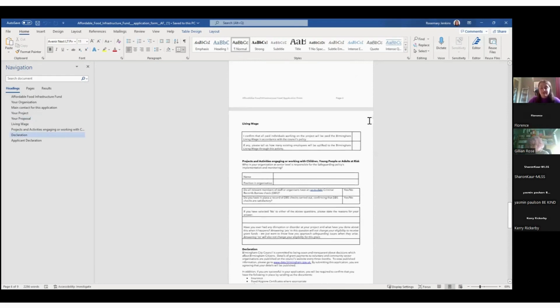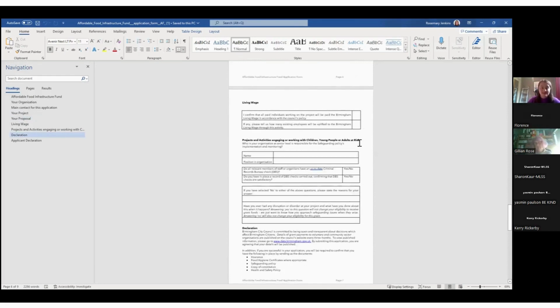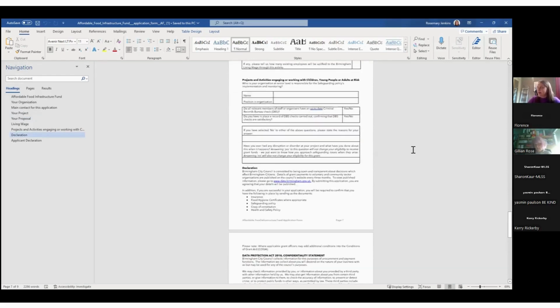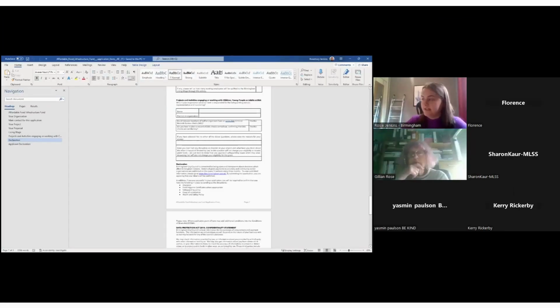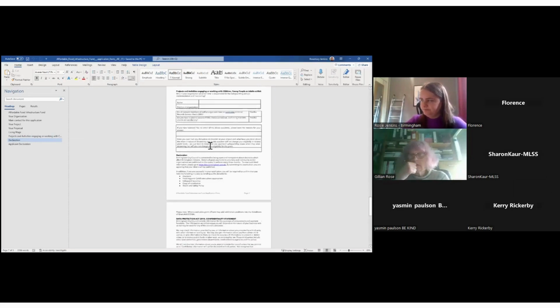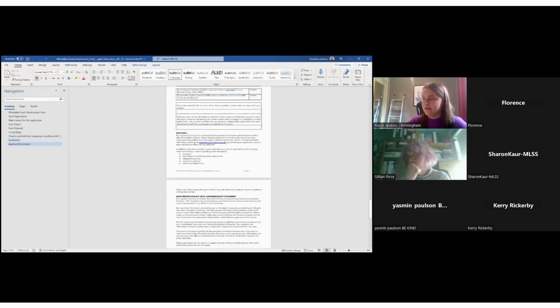Here, please confirm that you pay living wage. If there are people in your organisations, we know lots of people are volunteers, that's fine, but we do ask that living wage is paid where possible. And then again, similar to the Emergency Food Aid Fund, you just need to provide details about your safeguarding. We ask for the safeguarding policy when we ask for the supporting documents, but here you just need to say about DBSs and why you don't have a DBS if the answer is no.